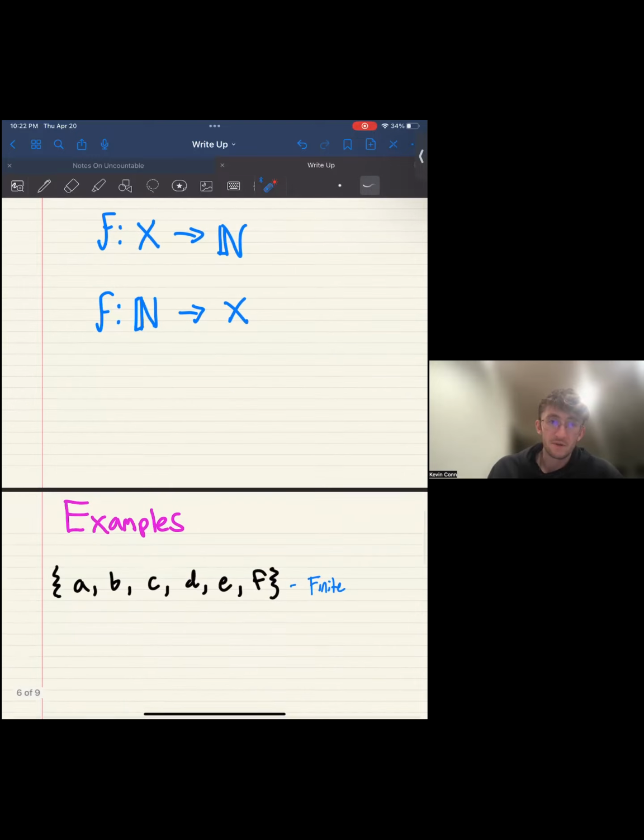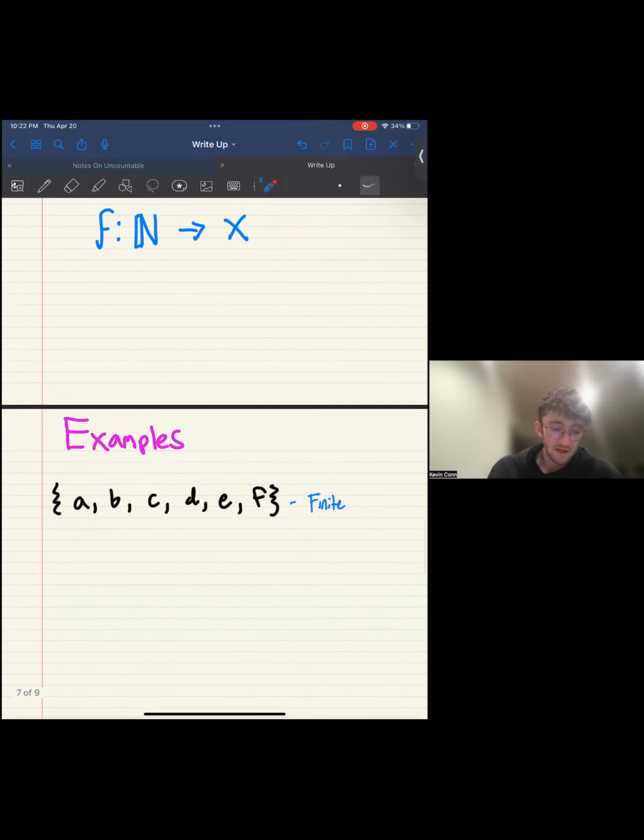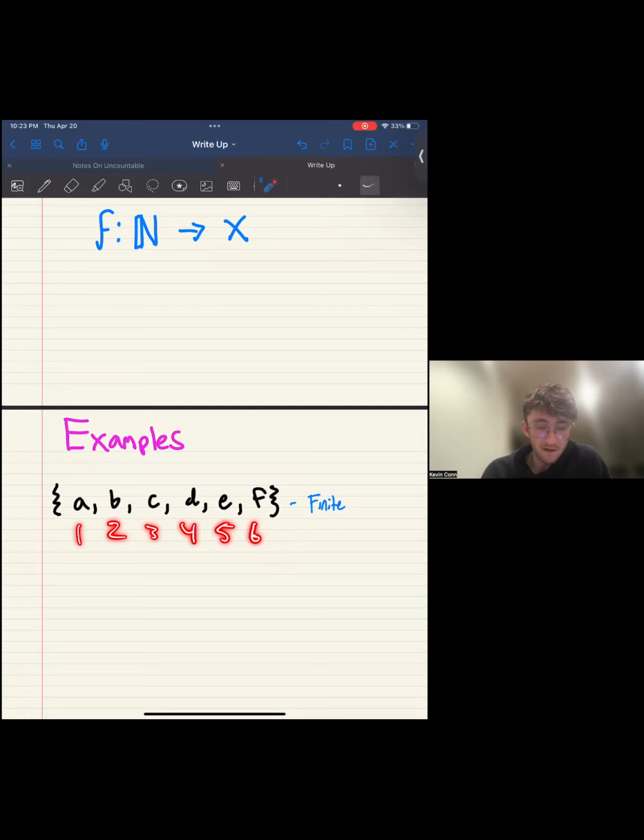So some examples. The set A, B, C, D, E, F. This is countable. This is finite. There are two types of countable. There are finite countable, like this right here. I mean, we clearly can very easily just count 1, 2, 3, 4, 5, 6. Countable, finite. No big deal. Sets like this, they can be bigger, but if they are finite, they are countable.